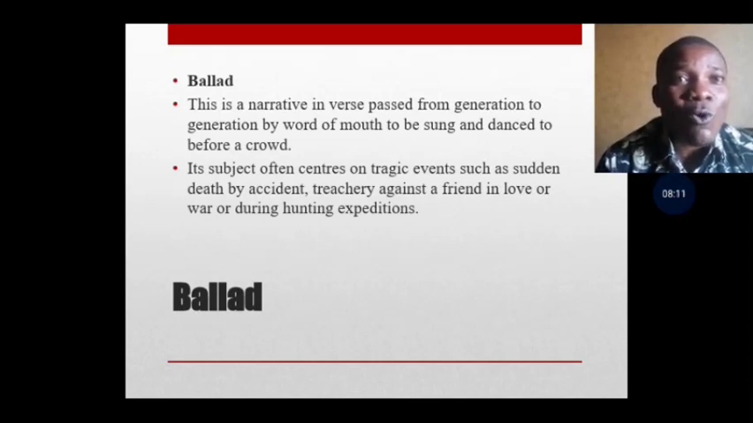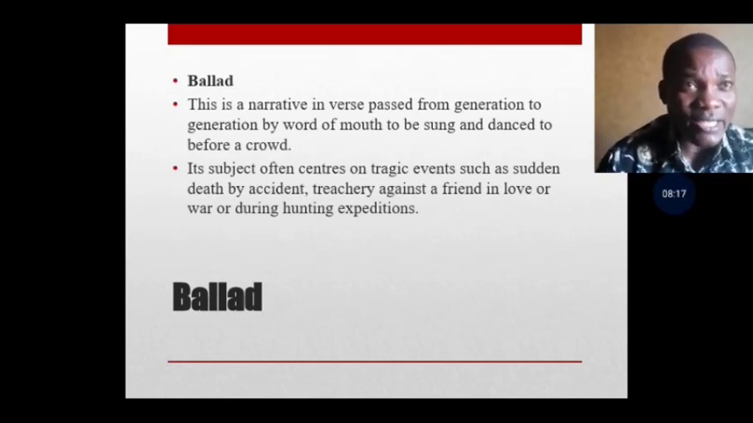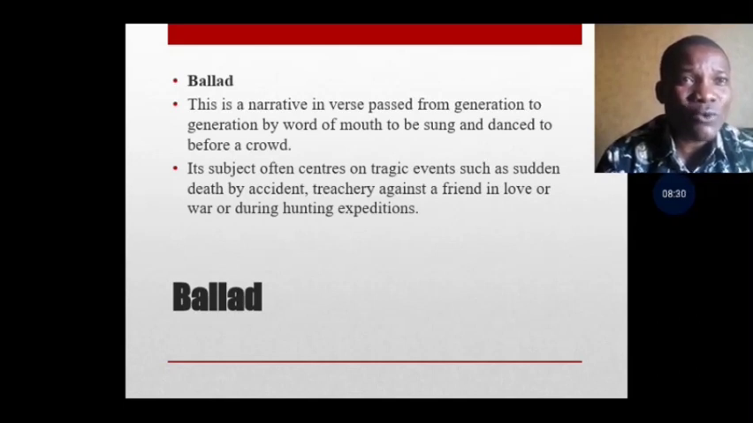So you see, in the old times, people in the rural society must be able to tell the ballad of their society. And every child takes over from the father, and it's expected that they should be able to hand these things over to their children. That is what ballad is all about.